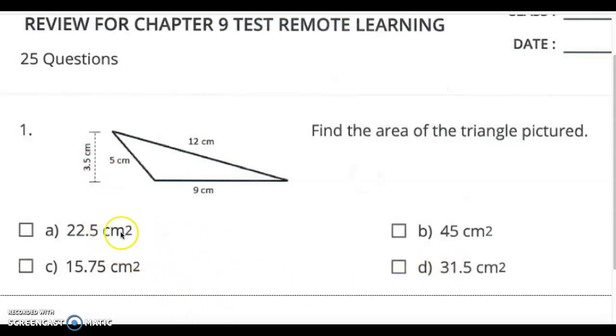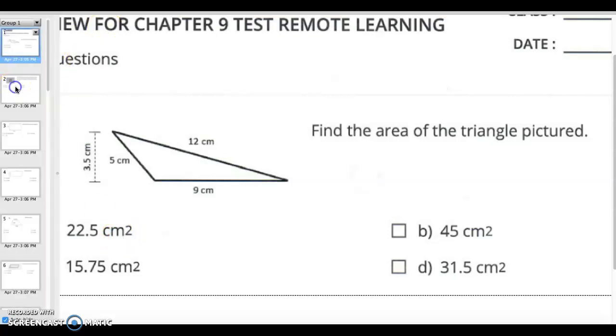Their answers are labeled as centimeters squared. This really should be an exponent of 2, but I guess the way they typed it, it was hard to make that an exponent. But this label means centimeters squared. Okay, so let's move on to number 2.